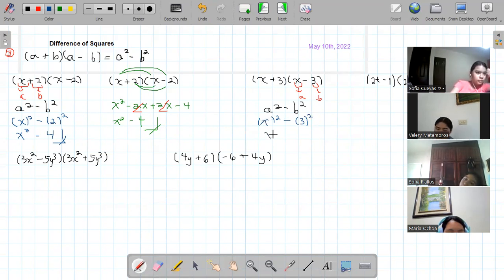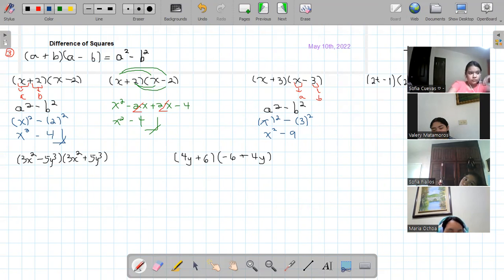X to the square, x squared, minus 3 to the square, 9. So you see, this is called the difference of squares because the first term is to the square, and the second term is also to the square. You can find a square root, okay? Remember that I've told you that the opposite or the inverse operation of an exponent is a root? Well, this can be solved with the square root.